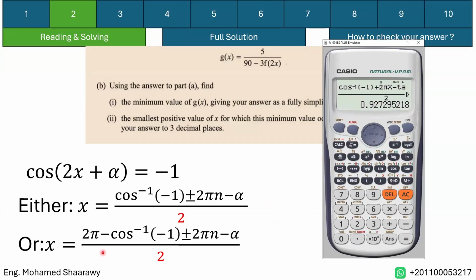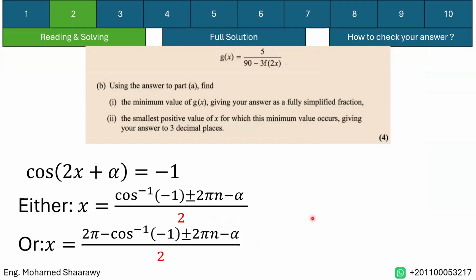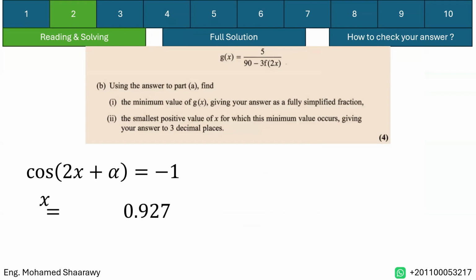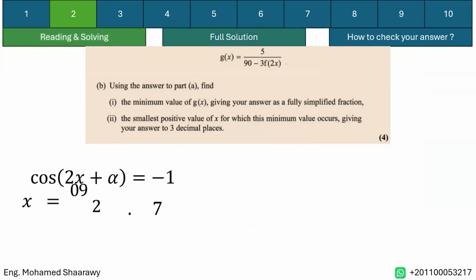And now I need to try the other family of solutions, the solutions in the fourth quadrant. So 2 pi minus this. And let me also try to replace this n by 0, -1, and 1, and so on. So let me try 0. Okay, it gives me the same exact answer. Let me try 1. It gives me a higher answer. I need the smallest one. Let me replace it by -1, and it gives me a negative answer. So the best answer is 0.927. This is actually the smallest positive one. Okay, and that's my answer.